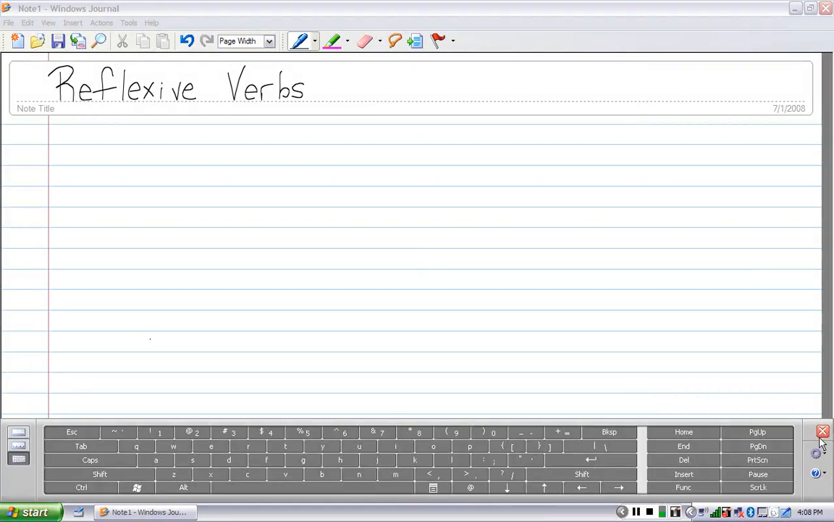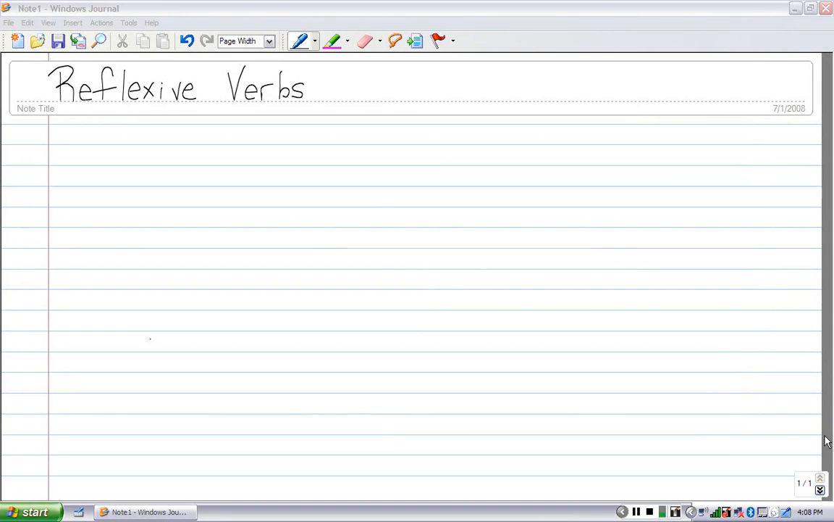This integrity session is for Spanish 102 online courses. Today we're going to be talking about reflexive verbs. The reflexive verbs that we're going to be discussing are found in the Vista's 3rd edition book, pages 236, 237, etc., lesson 7.